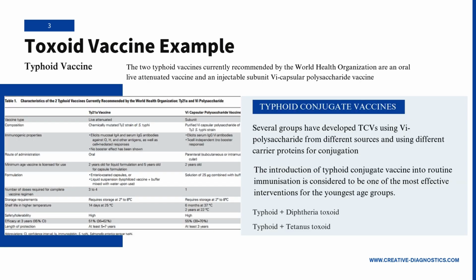Typhoid fever, an invasive bacterial infection caused by Salmonella enterica serovar Typhi, remains an important public health threat worldwide. There is no very effective protective vaccine against typhoid. The 2 typhoid vaccines currently recommended by the World Health Organization are an oral live attenuated vaccine and an injectable subunit Vi-capsular polysaccharide vaccine. Several groups have developed typhoid conjugate vaccines using Vi-polysaccharide from different sources and using different carrier proteins for conjugation. The introduction of typhoid conjugate vaccine into routine immunization is considered to be one of the most effective interventions for the youngest age groups.